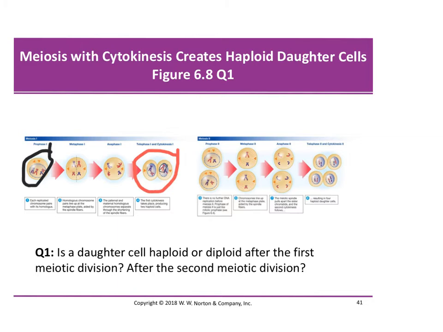So let's go back. Is the daughter cell haploid or diploid? After the first meiotic division, it is haploid. After the second meiotic division, it is still haploid.